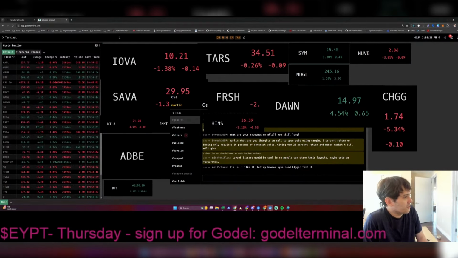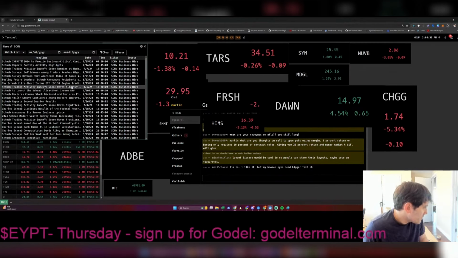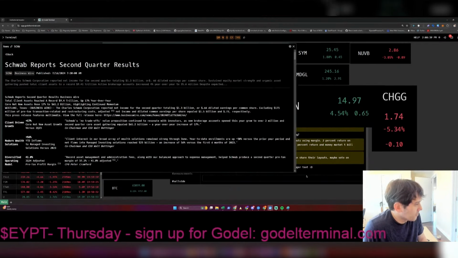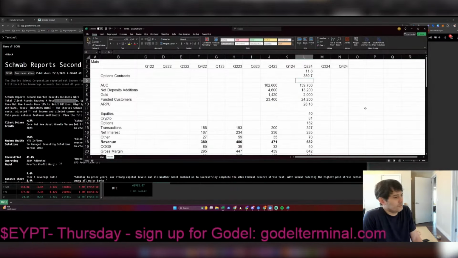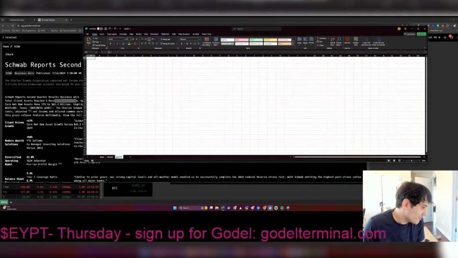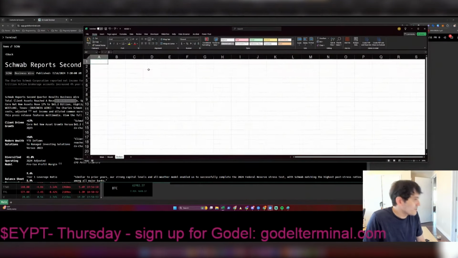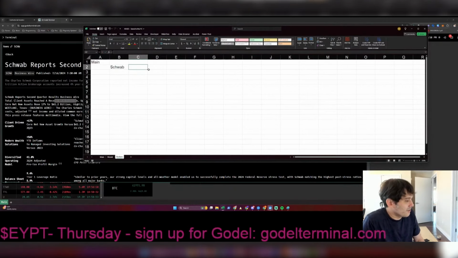Let's look at Schwab, actually. Schwab's public. Here's Schwab's Q2. Client assets, 9.4 trillion. Ooh. So we can make another spreadsheet. Brokers. So the good news is they have a lot of room to grow, right? Schwab's kind of the incumbent.